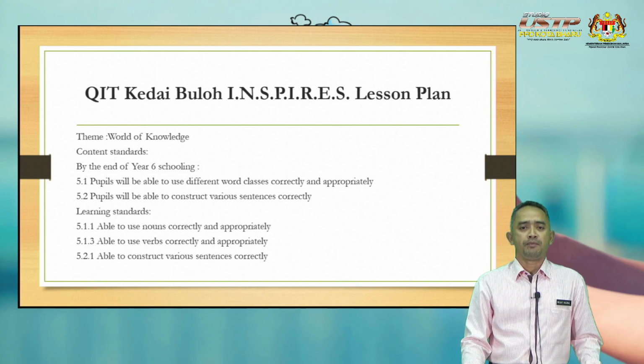For the theme, World of Knowledge, Content Standards: by the end of Year 6 schooling, pupils will be able to use different word classes correctly and appropriately, and construct various sentences correctly. For the learning standards, there are three: able to use nouns correctly and appropriately, able to use verbs correctly and appropriately, and able to construct various sentences correctly.